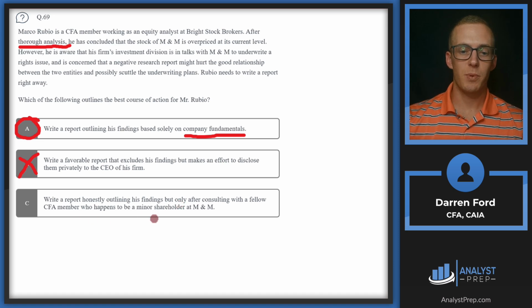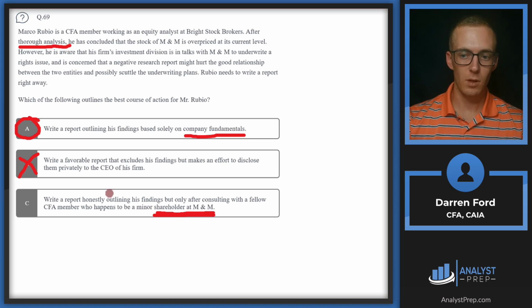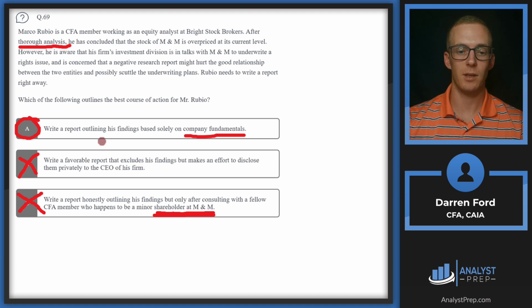Consulting with others, particularly shareholders at the company he's writing the report about, is probably going to increase the chances of his independence and objectivity being clouded. A shareholder at M&M is not going to want him to release an unfavorable report, so they'd be biased towards swaying him to write a more favorable report. So we'll stick with answer A.